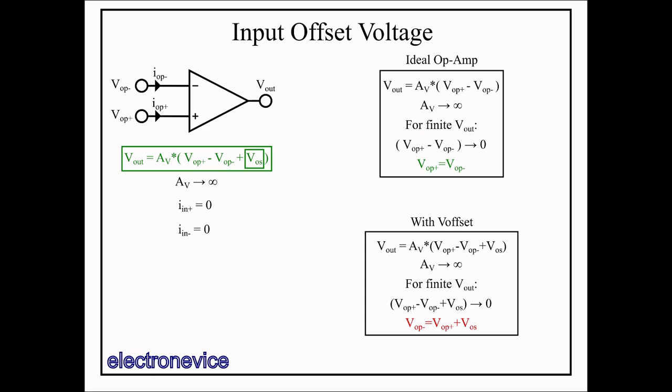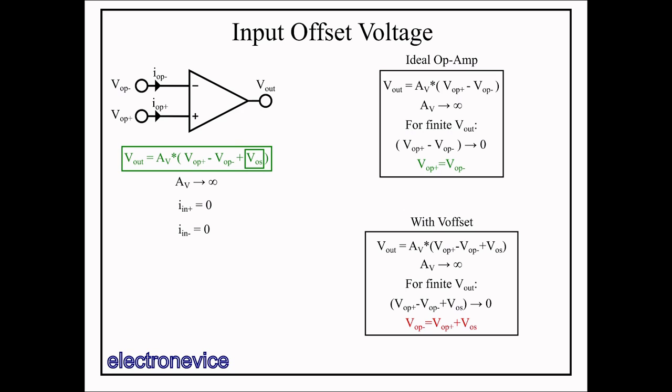And thus VOP- is equal to VOP+ plus VOS. I've written it this way because typically VOP+ is directly controlled and VOP- is connected to Vout through feedback. And so we can usually calculate VOP+ first, and VOP- requires solving some equations incorporating the feedback network.